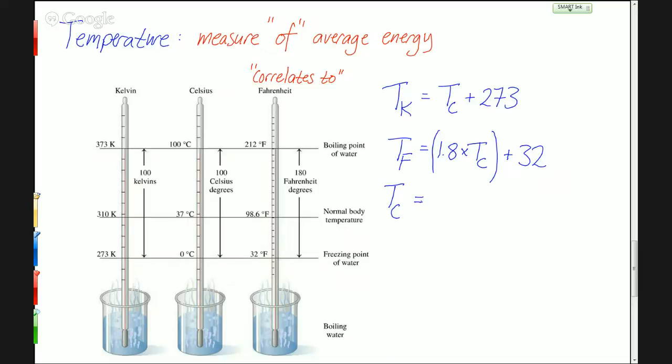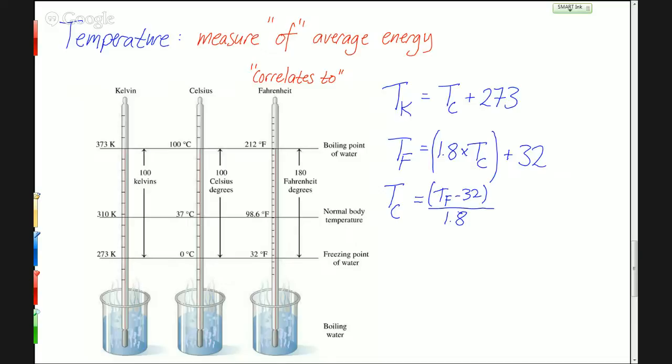The temperature in Celsius, we're going to first subtract 32 from the Fahrenheit temperature. So do that first. And then divide by 1.8. So yes, they're kind of opposite, but because you have to both divide or multiply and add or subtract, you have to make sure to do it in the right order.